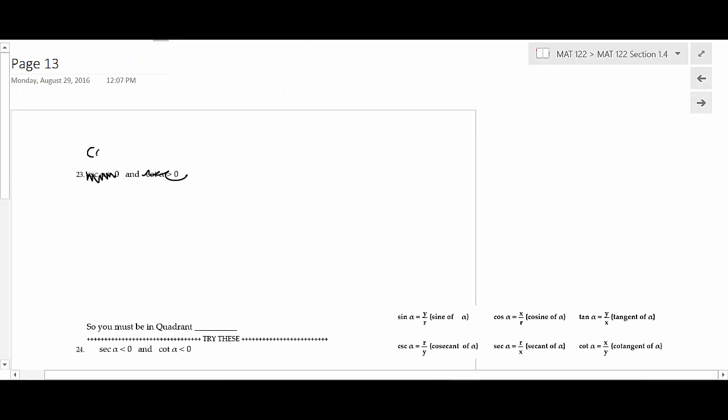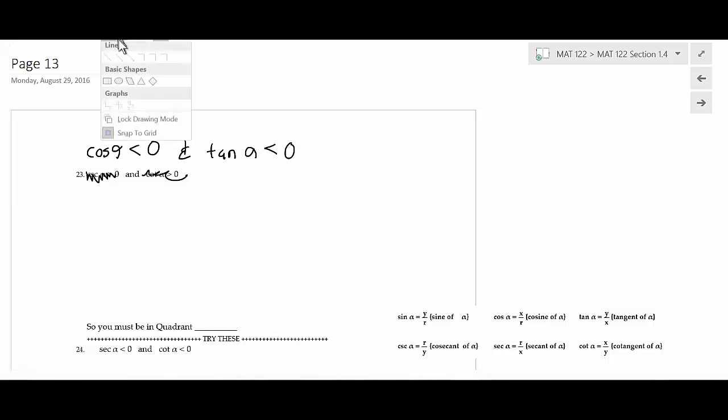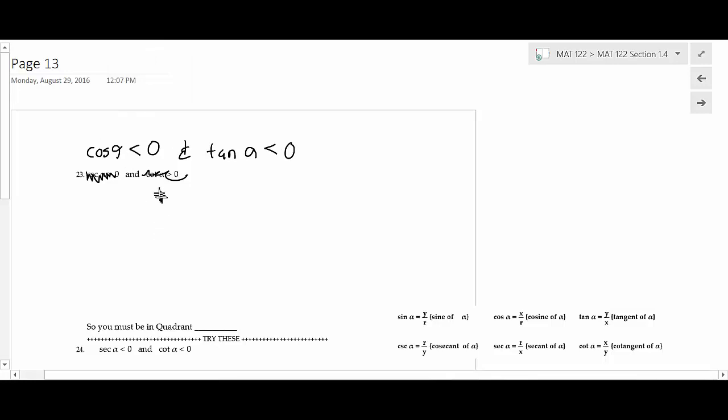Let's say we have cosine of alpha is negative, and let's say that the tangent of alpha is also negative. Okay, let's see if we can figure that one out. Let's go ahead and draw an xy axis. So let's start with the cosine of alpha is less than 0.